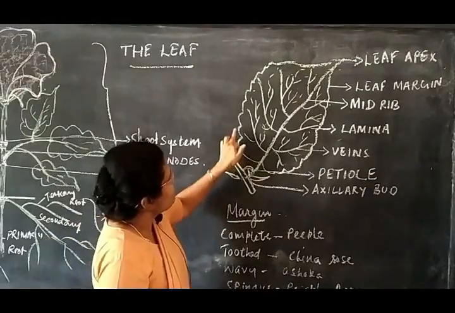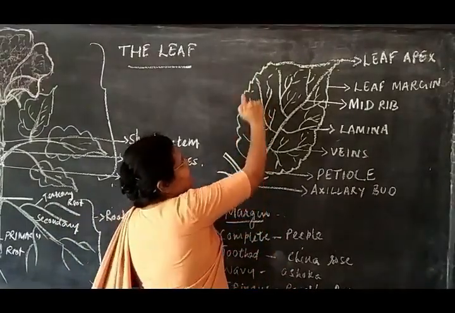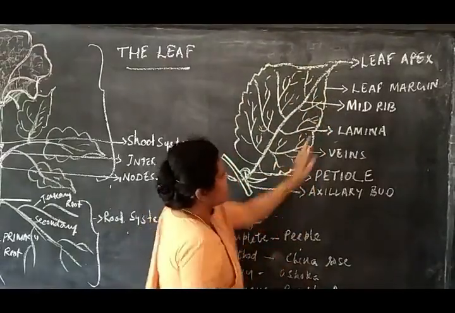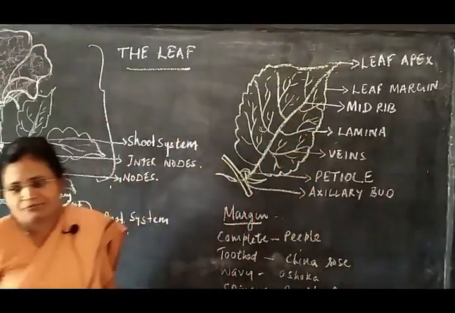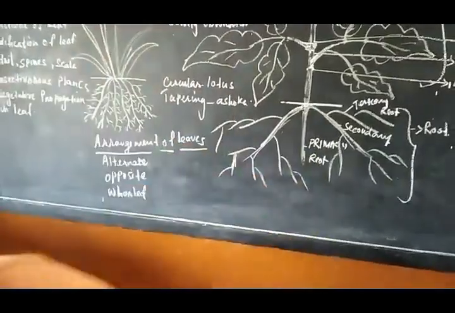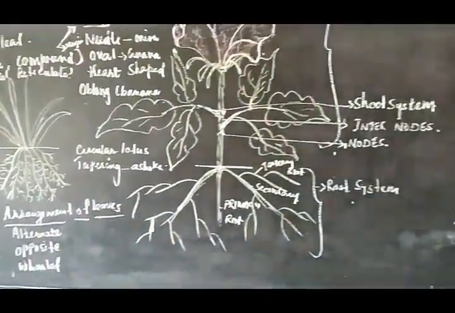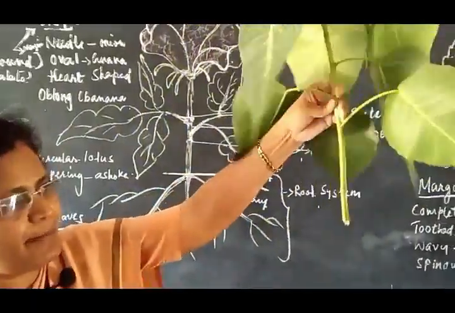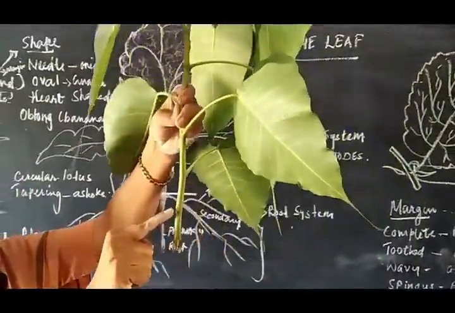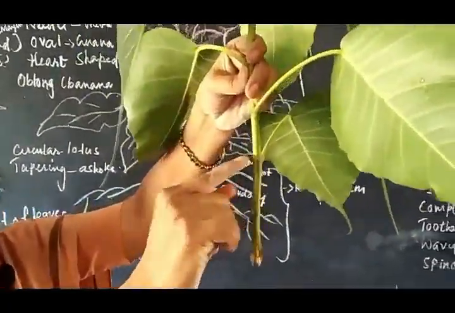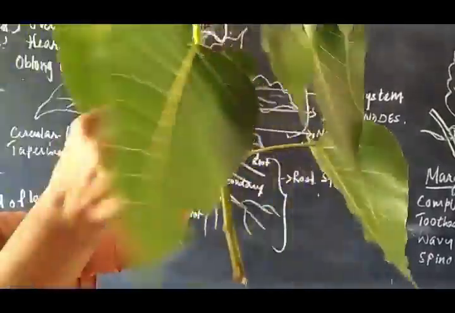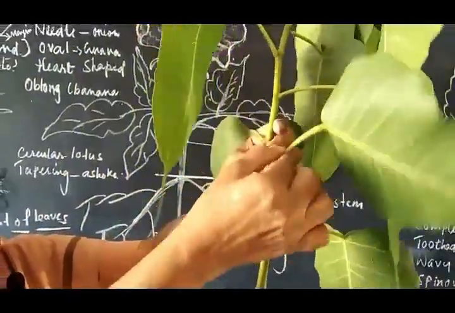Then the border, the side region, is called your margin. The tip of the leaf is called your leaf apex. Now let me give you a live example. This is a pipal plant. This is a node, this is a node. The region between two nodes is called the internode, and the stalk of a leaf is called your petiole. So this is the petiole, this is the petiole.